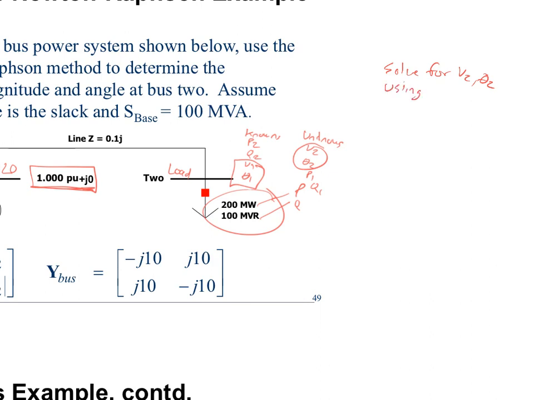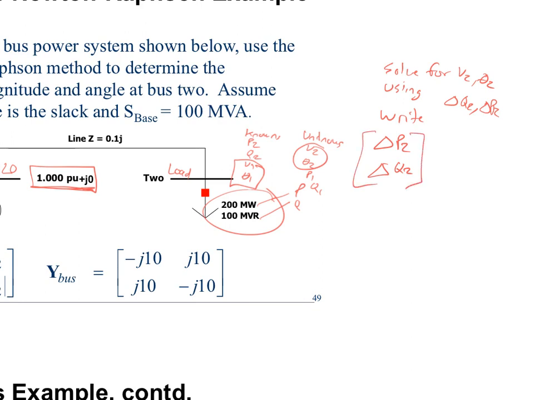What do I need to solve for them? Using my power balance equations at bus 2. Well, thank God I have delta Q2 and delta P2, which is a good thing because I know what delta P2 is and delta Q2. So I need to write delta P2 and delta Q2. Those are the power injection equations I have.